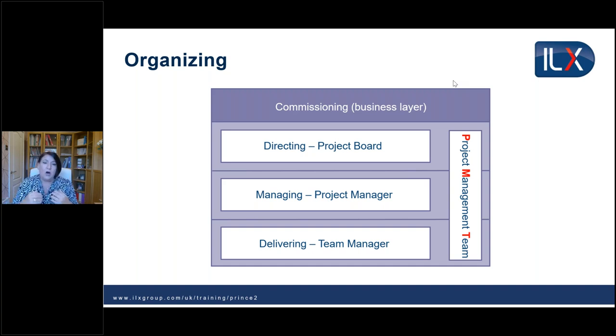Now, up at the top, we've got the commissioning, the business layer. They're not part of the project management team, but they are part of the temporary organisation structure. So that PMT can really help us to remember which levels are actually part of the project management team.